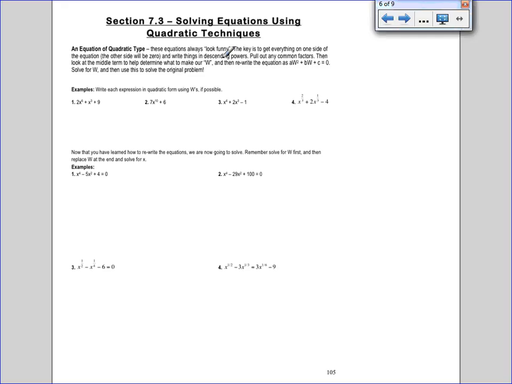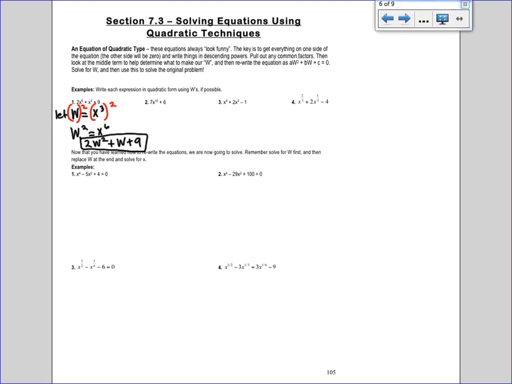All right, so let's write each expression in quadratic form in w's if possible. So this is already in descending order. My w, I'm going to let it be x to the 3rd. If you square both sides to see what w squared is, w squared is x to the 6th. That means when I rewrite, x to the 6th is w squared, so I get 2w squared, and x cubed was our w.